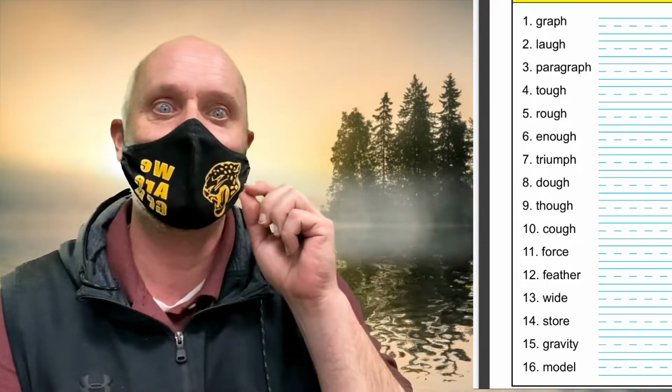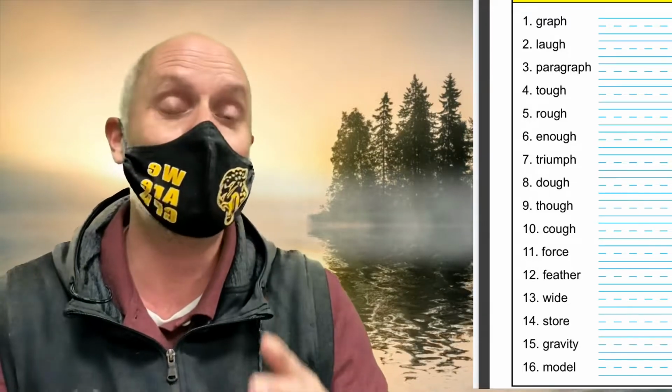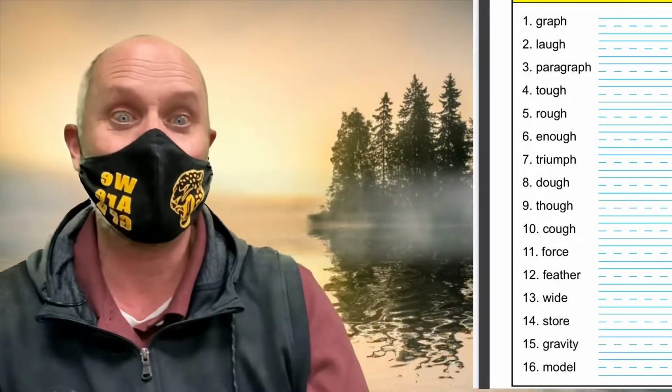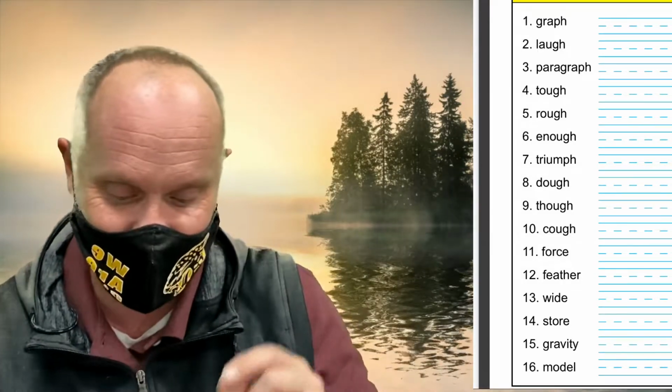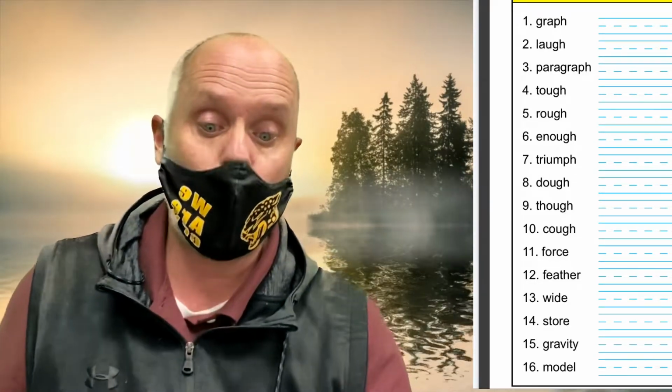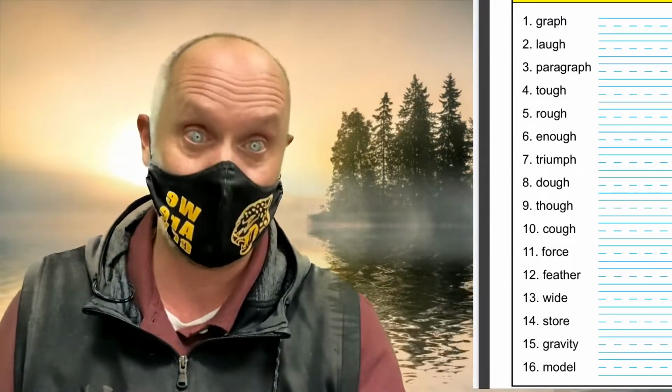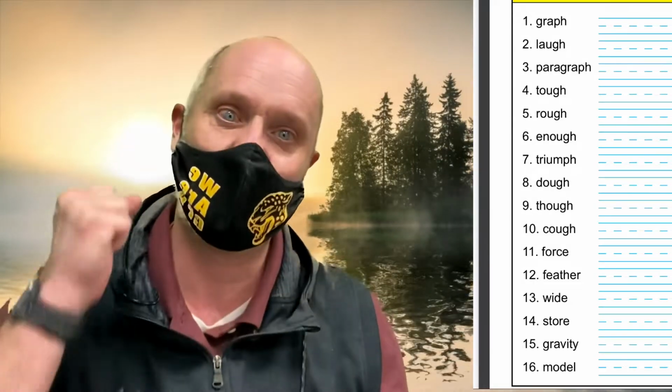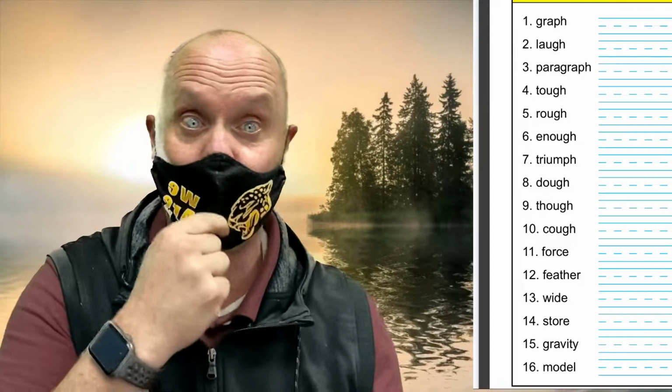Number one is graph. You don't see an F there, do you? But you do see a PH because that PH makes the F sound. Number two is laugh. Once again, do you see an F there? No, but the GH at the end forms an F sound. You're going to see this pattern until we get to number 8, okay? Number 3 is paragraph. Number 4 is tough. Number 5 is rough. Number 6 is enough. Number 7 is triumph, which means victorious, which is what you'll be on Friday if you study all these spelling words.